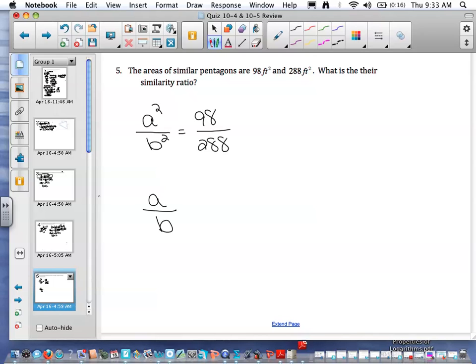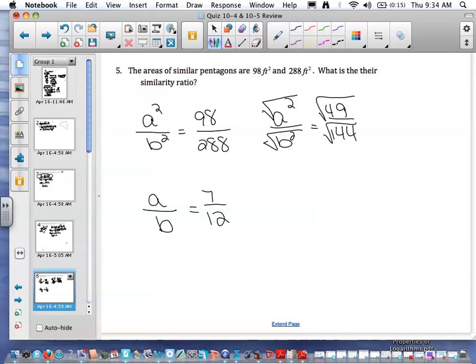Now, you can either take the square root of both sides, or you can look at those numbers and see if you can simplify them before you take the square root. I recognize that they're both divisible by 2, so I'm going to divide both of those by 2, and I'll get 49 over 144. And then I'm going to take the square root of each of these terms, and that will give me that A over B is equal to 7 over 12, and that would be the similarity ratio.